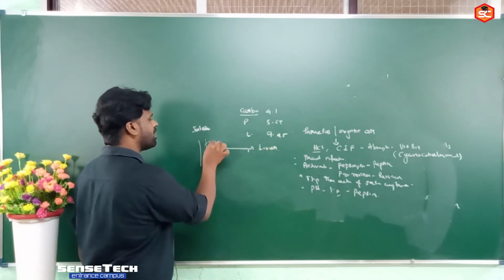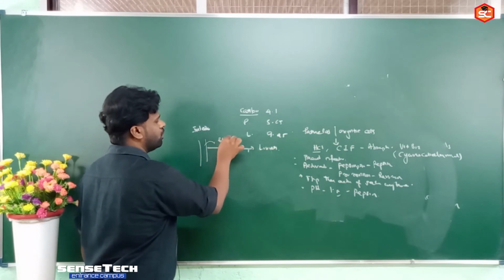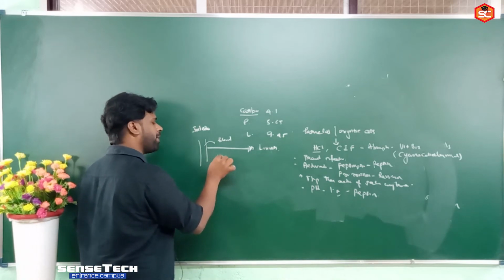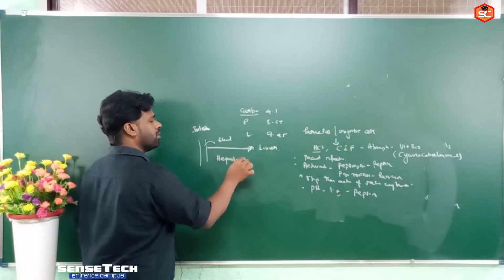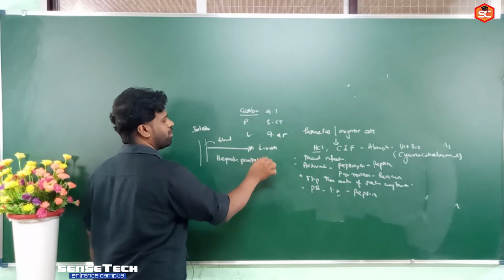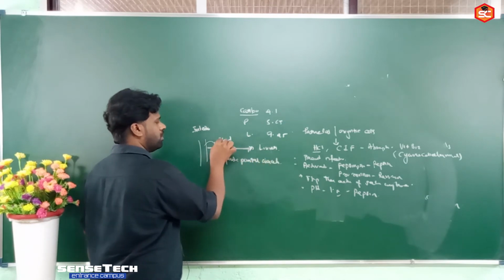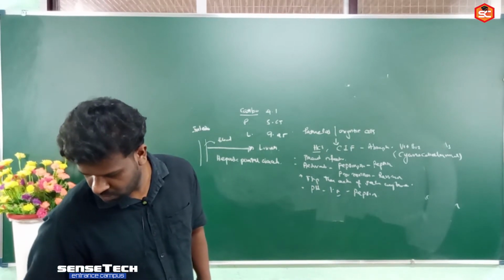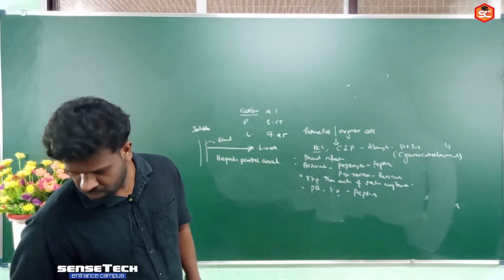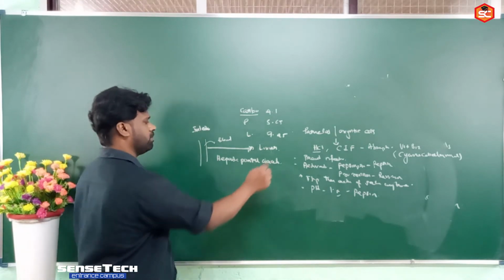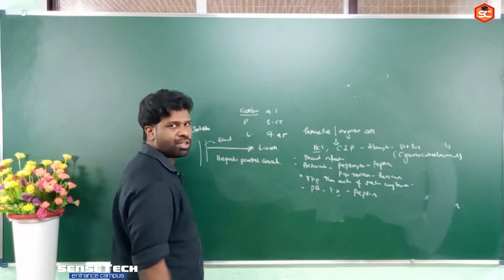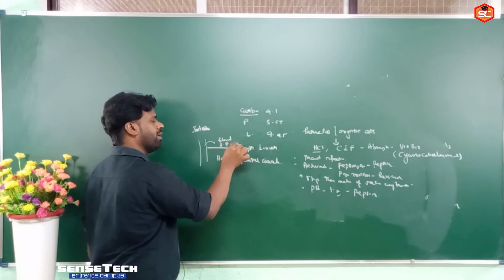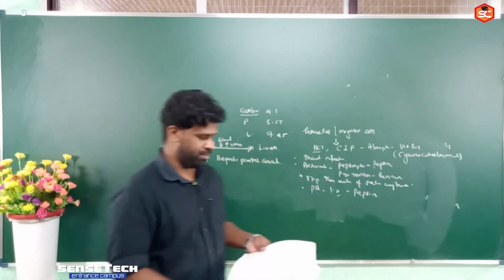After digestion, nutrients are first absorbed into the blood. Through the blood, this is transported to the liver. This circulation is called hepatic portal circulation. Then it goes through the hepatic portal vein.